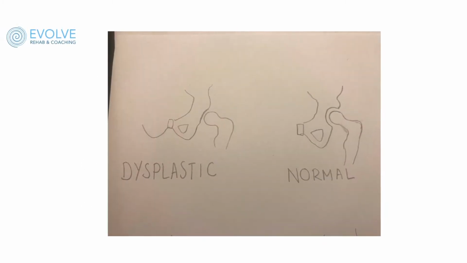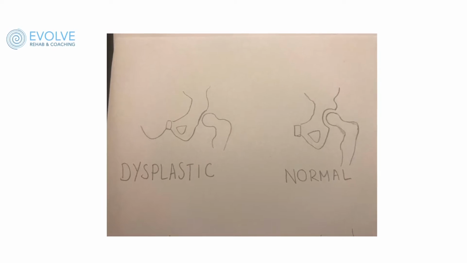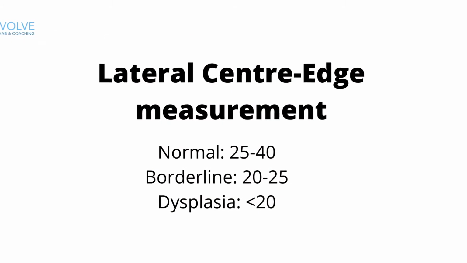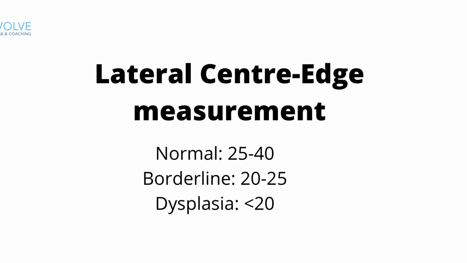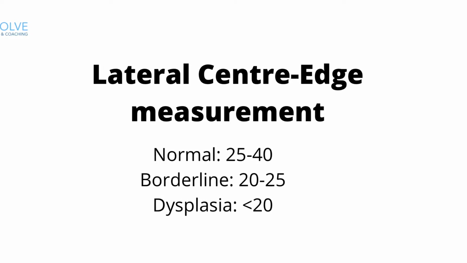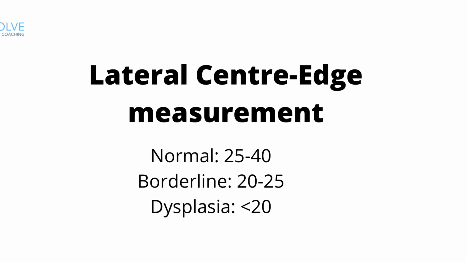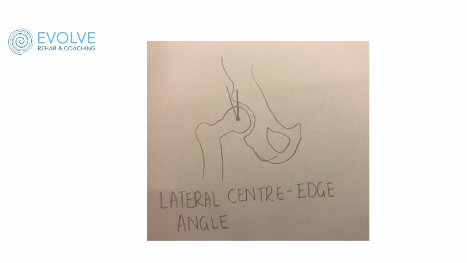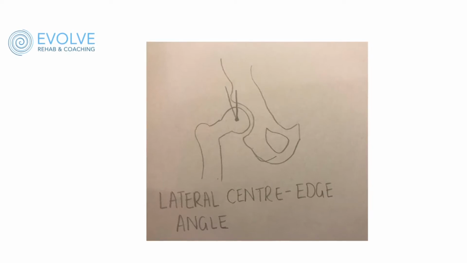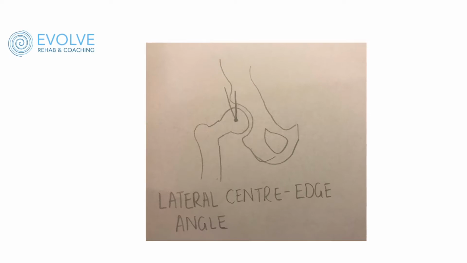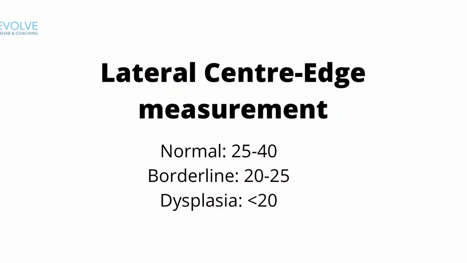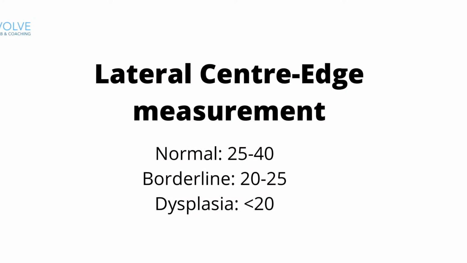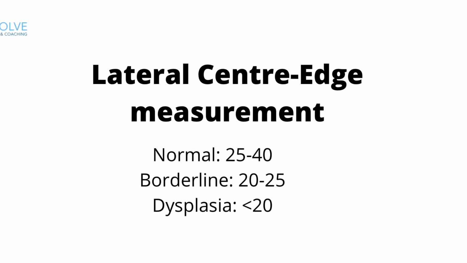So here's just an image showing a dysplastic hip versus a normal hip to give you an idea. And one of the major measurements that's taken is the lateral central edge measurement, and that's taken on a plain x-ray. And here you can see it measures from the center of the femoral head vertically straight up and then to the edge of the acetabulum. So a normal measurement here is 25 to 40 degrees. Borderline hip dysplasia is 20 to 25 degrees, and then dysplasia is 20 degrees or less.